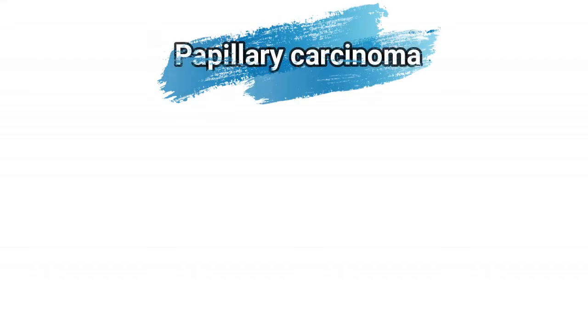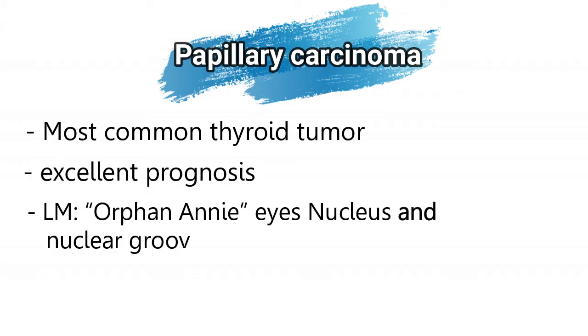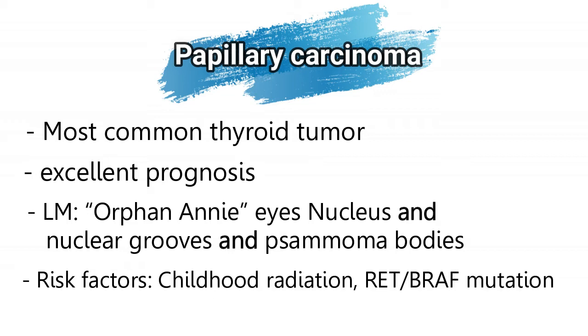Next we have the papillary carcinoma, which is the most common thyroid cancer and has an excellent prognosis. Under the light microscope we're going to see something called Orphan Annie nuclei, and we're also going to see nuclear grooves and psammoma bodies. We'll see how each of these looks. The risk factors for papillary carcinoma are childhood radiation or mutations in the gene RET or BRAF.